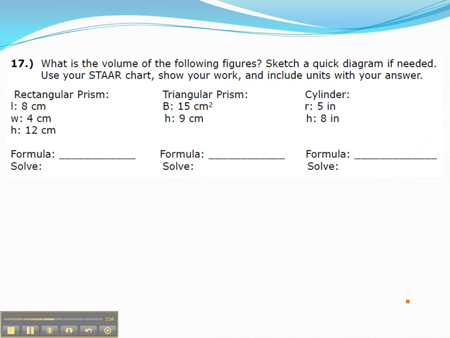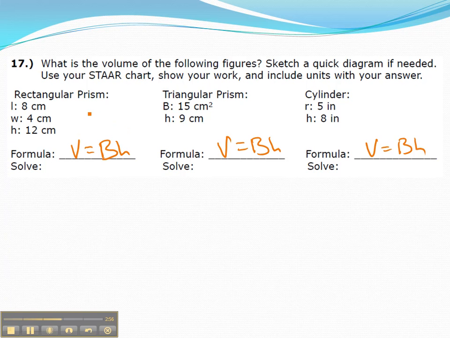Okay, last problem, 17. What is the volume of the following figures? Sketch a quick diagram if needed. Use your star chart, show your work, and include units in your answer. It's pretty easy to fill in this formula line, because as we've been saying over and over again, volume equals big B times H for all prisms and all cylinders.